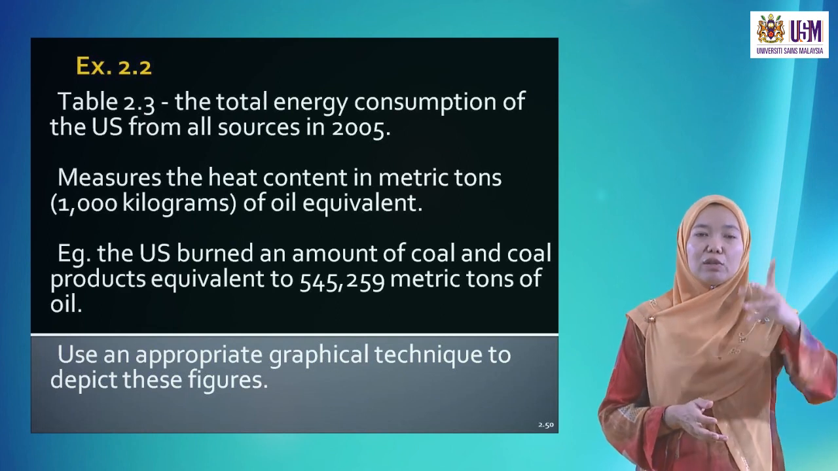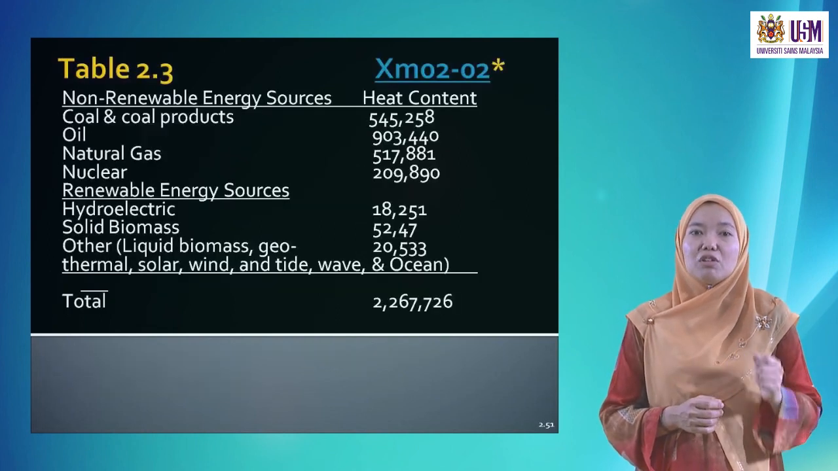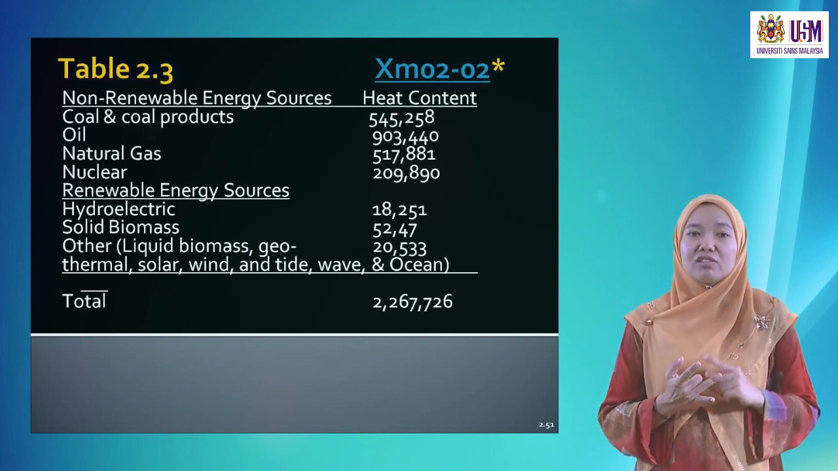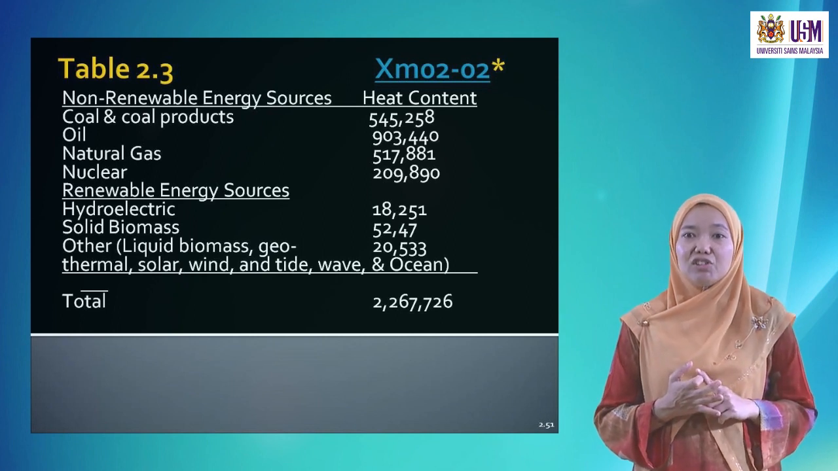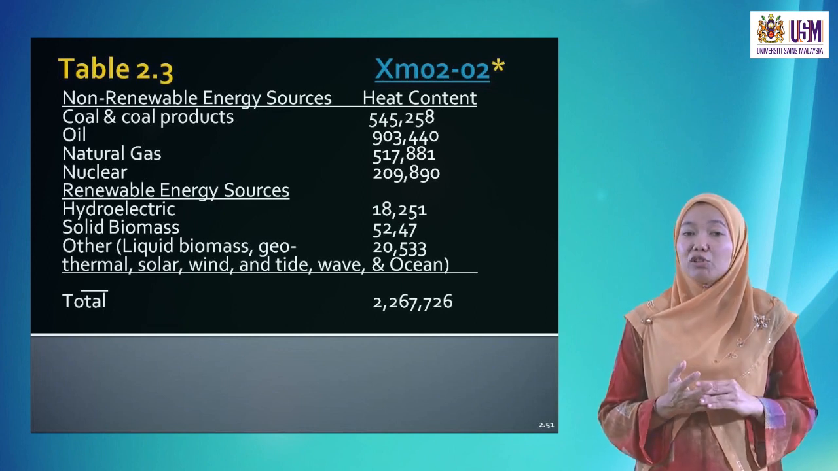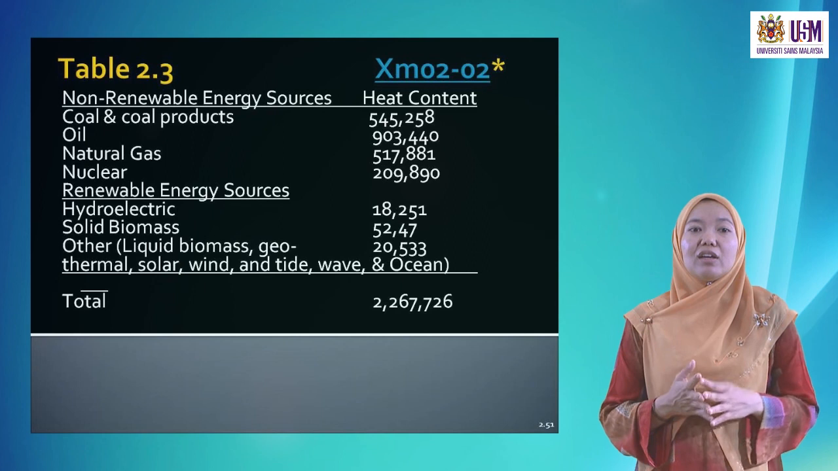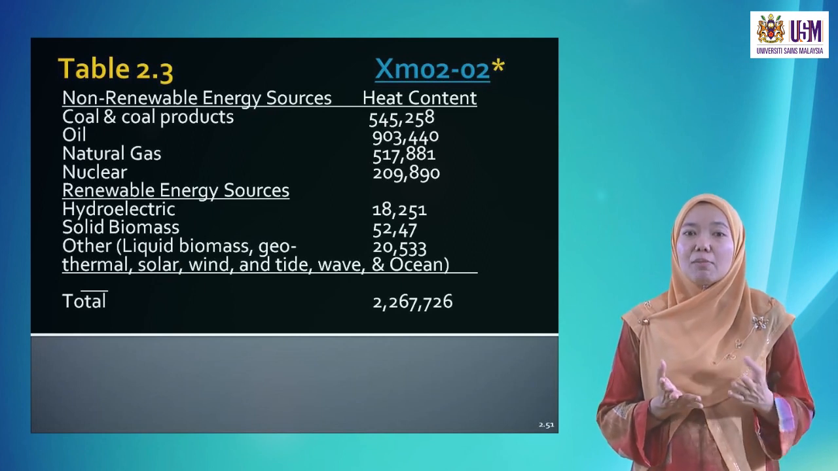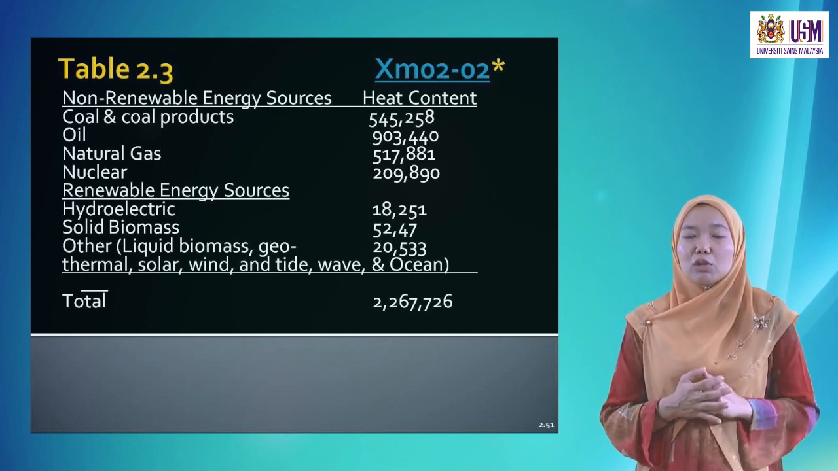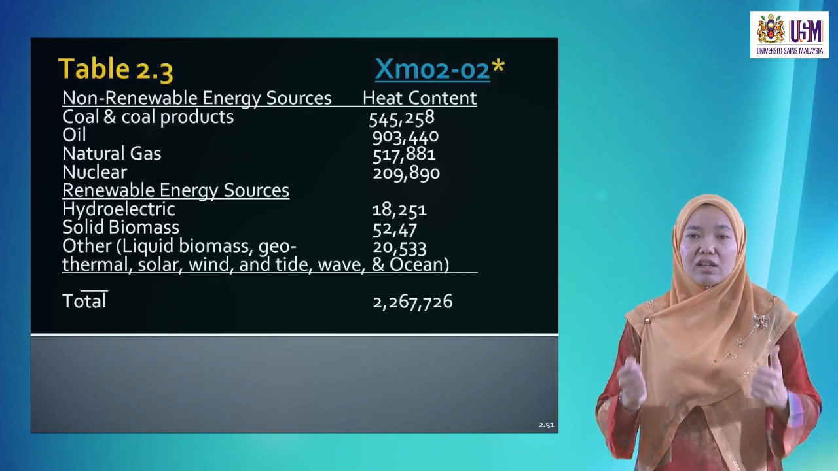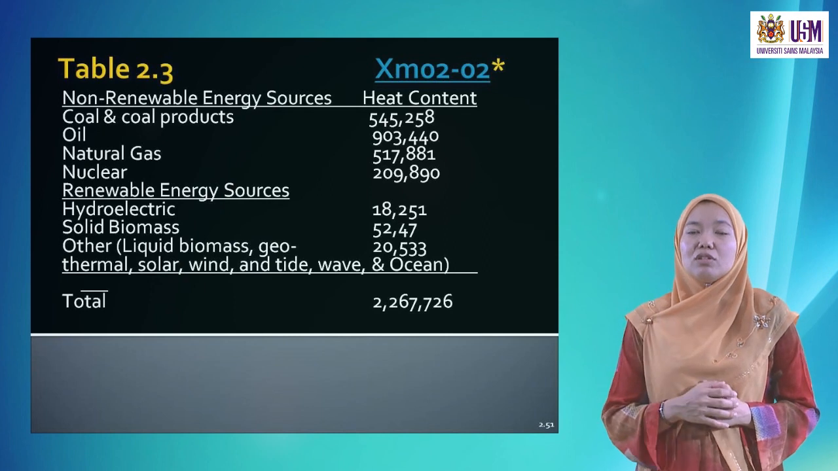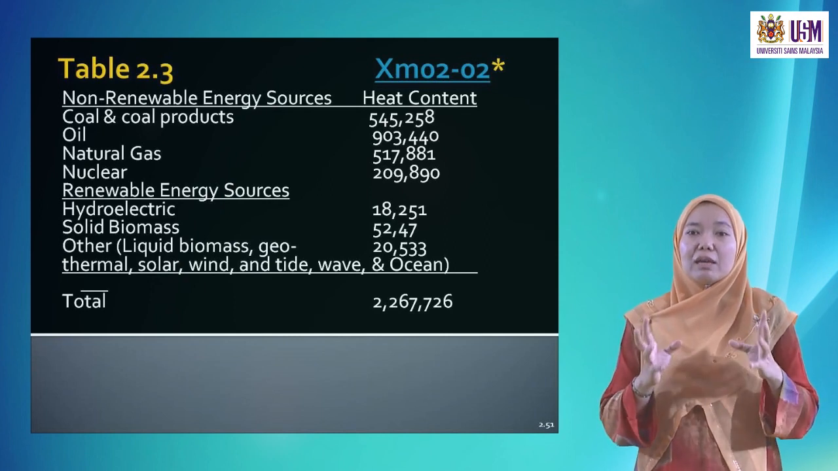If you look at the left hand side, we have the non-renewable energy sources. We have coal and coal products, we have oil, we have natural gas, and we also have nuclear energy. On the bottom part, we have the renewable energy sources in terms of hydroelectric, solid biomass, and then we also have others in terms of liquid biomass, geothermal, solar, wind, tide, and wave, and the oceans. And then you have the total figures. Does it make sense to you? Does it tell you about the relative relationship between these different types of energy sources? Because of that, you need to have a graph to show this information in a better way.